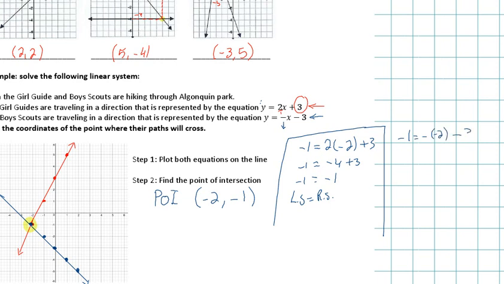So all I did is I plugged in -2 for x, -1 for y. So let's do the math. Negative times negative gives me +2 minus 3. What's +2 minus 3? My left side equals my right side, correct? Yes? Okay, so what I just told you, that the POI coordinates will make each equation true when the x, y values are substituted into each equation, I just proved it to you. What I just said right here.